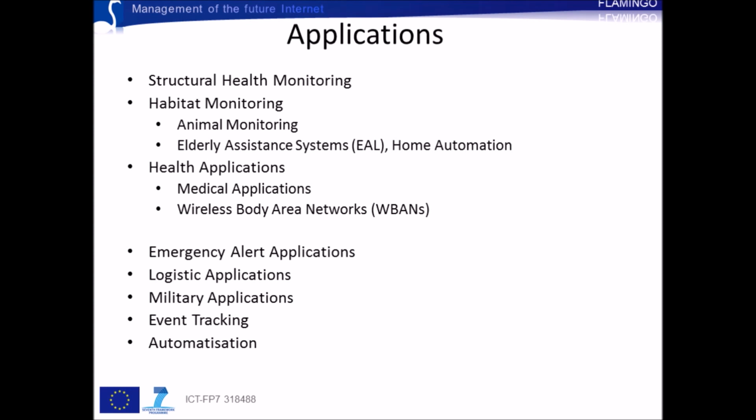This slide gives you a first impression of existing applications of wireless sensor networks, starting with monitoring tasks in general, in areas like structural health monitoring, habitat monitoring, or health applications. Other applications can be found in emergency scenarios, logistic and military areas, as well as in automatization issues in home or industrial scenarios. The following slides look a little bit deeper into several applications.